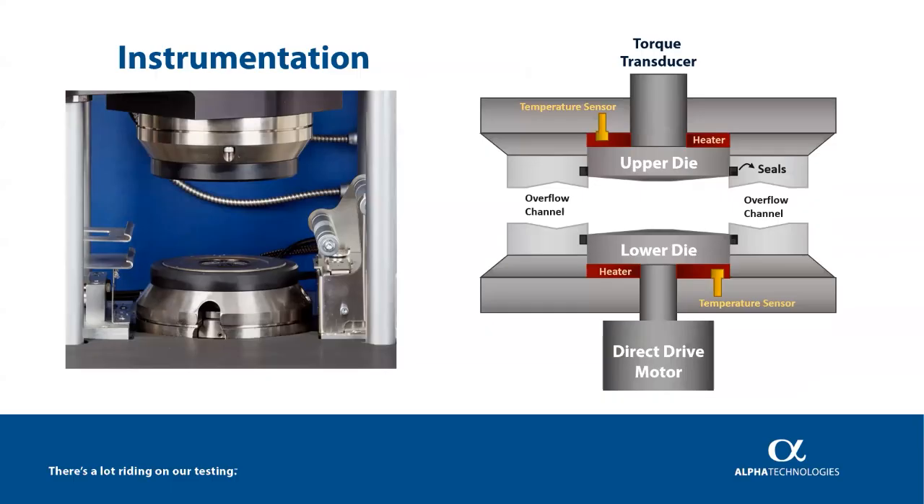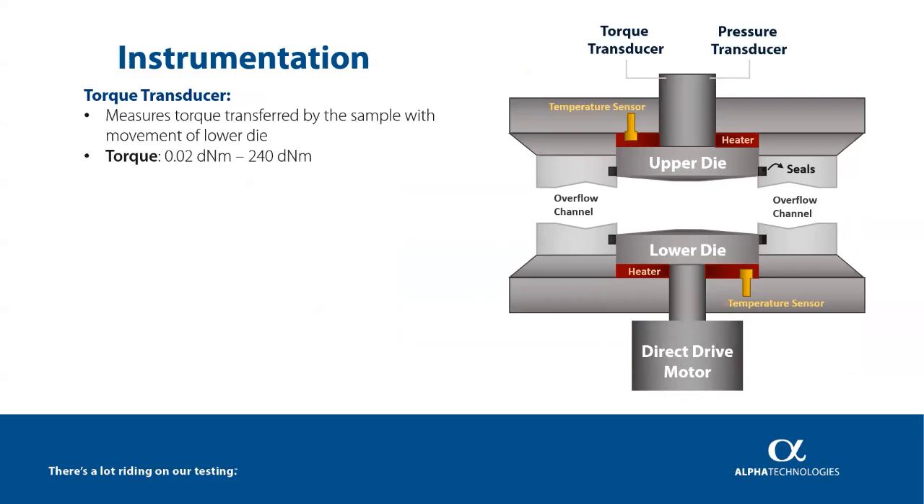Let's begin with the instrumentation. On the left-hand side, you'll see an actual image of the RPA testing chamber. On the right, there is a schematic drawing showing the key components inside the chamber, including the torque transducer, temperature sensors, heaters, seals, upper and lower dies, and the direct drive motor. Now, let's take a closer look at each of these components separately.